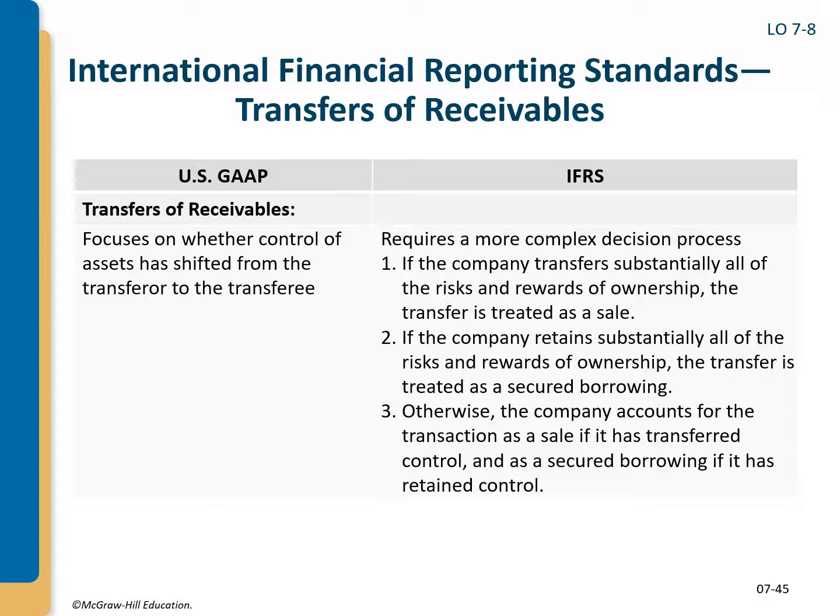Here's some information on international financial accounting. Under GAAP, we focus on whether control of the asset has shifted from the transferor to the transferee. IFRS requires a more complex decision process. It considers whether the company transfers substantially all the risks and rewards, or if the company retains substantially all the risks and rewards. So it's a little bit more complex to determine if you have a sale or not.